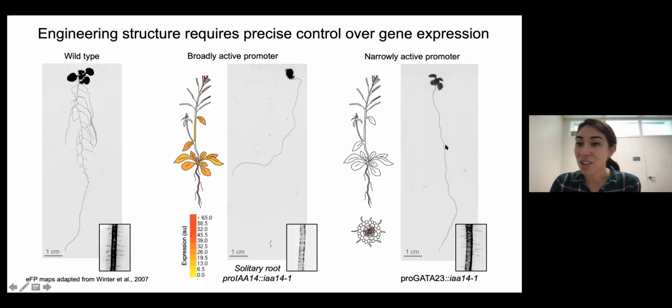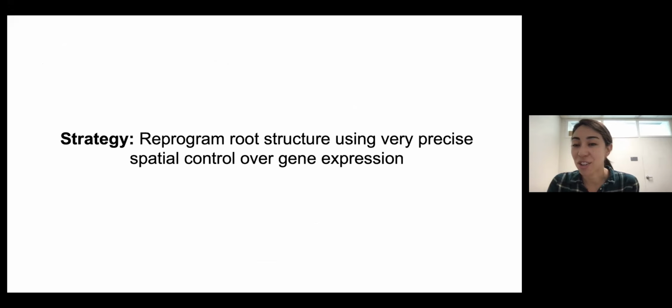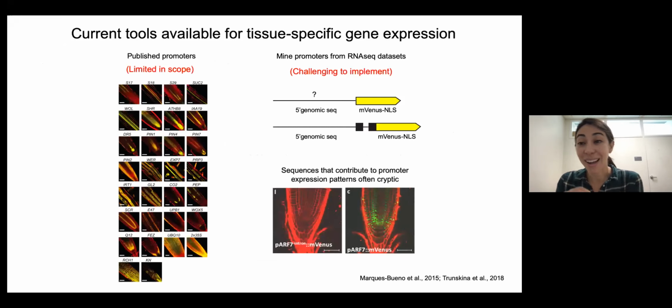So here, the engineered plant does not have root branches, which is the targeted change we were trying to make, but it is otherwise identical to the wild type plant on the left. So our strategy for engineering root structure is to use very precise spatial control over gene expression to modify root development. Now, how do you do that?